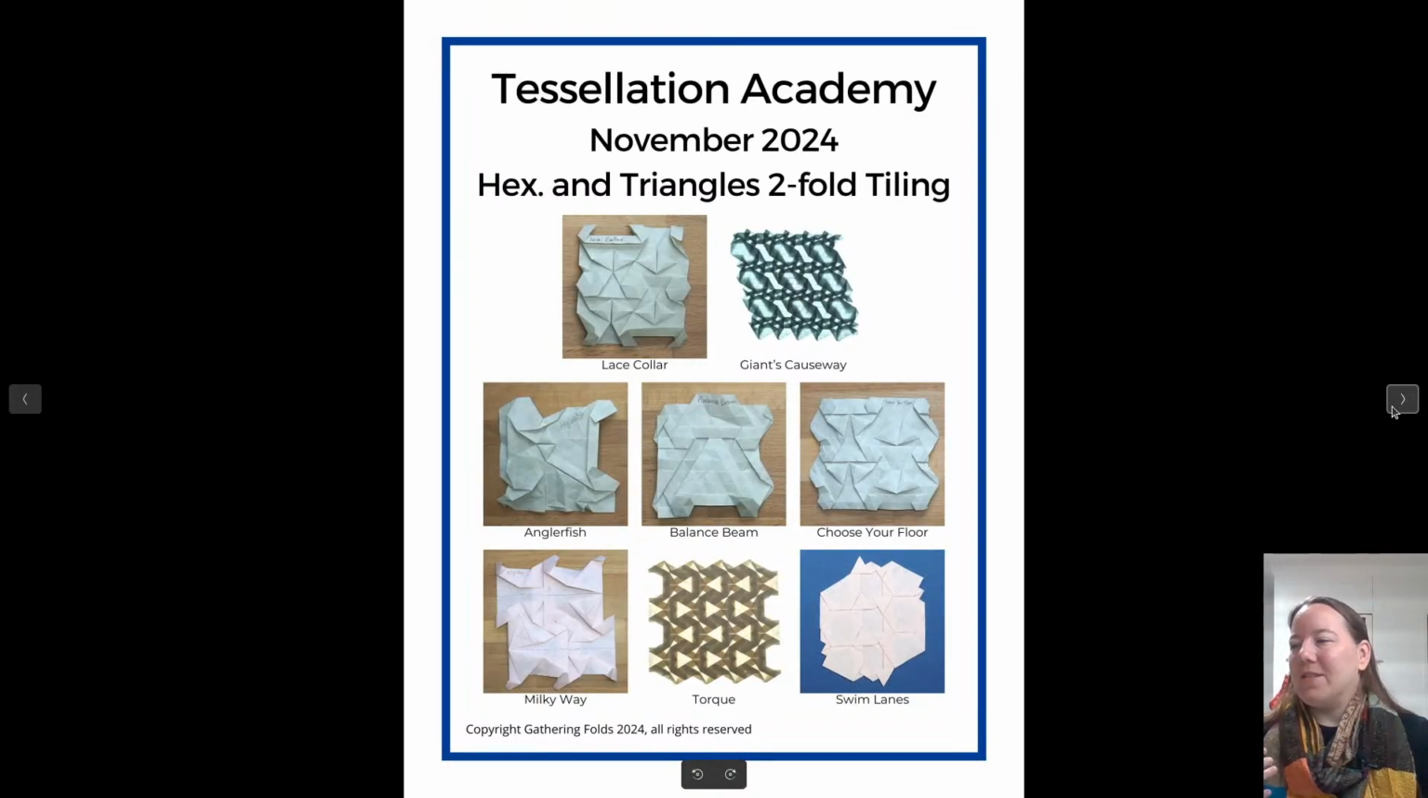But there's just so many different things going on. The hexagons and triangles 2-fold tiling, so not only can hexagons and triangles fit together in this way where all the hexagons go to triangles, all the triangles go to hexagons, there's also some 2 ways where they can have some hexagon pleats going to other hexagons.